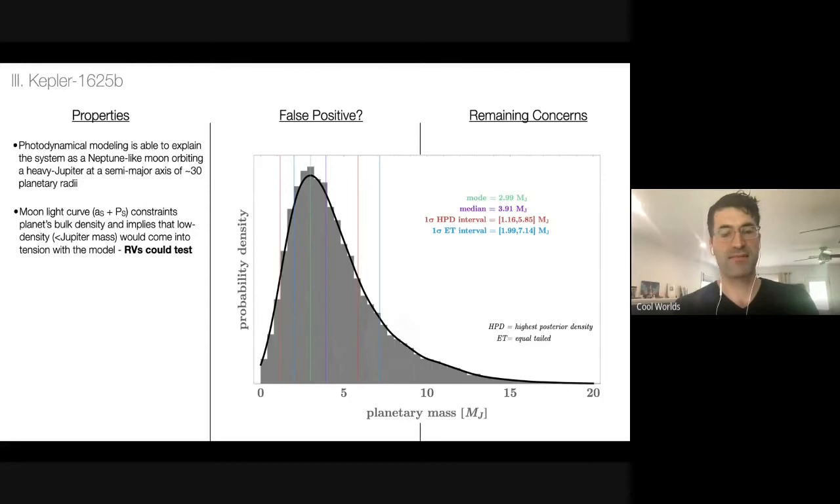An interesting prediction from our model, because this is a photodynamical model, we can actually predict what the planetary mass should be. And we predict the mass would have to be certainly greater than Jupiter, and in the range of sort of 2 to 3 Jupiter masses. The most likely is about 3 Jupiter masses. And so that's something we could test by getting radial velocity measurements.